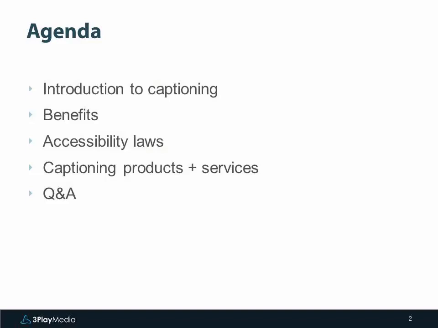Very good. So for the agenda, we'll start off with a bit of an introduction to captioning. We'll talk about some captioning terminology and how to create captions. We'll then discuss the different benefits that come with captioning video. We'll discuss the applicable accessibility laws. And then we'll talk about some of the captioning products and services that we provide, as well as some of the technologies that are out there. And we'll leave the rest of the time for Q&A.